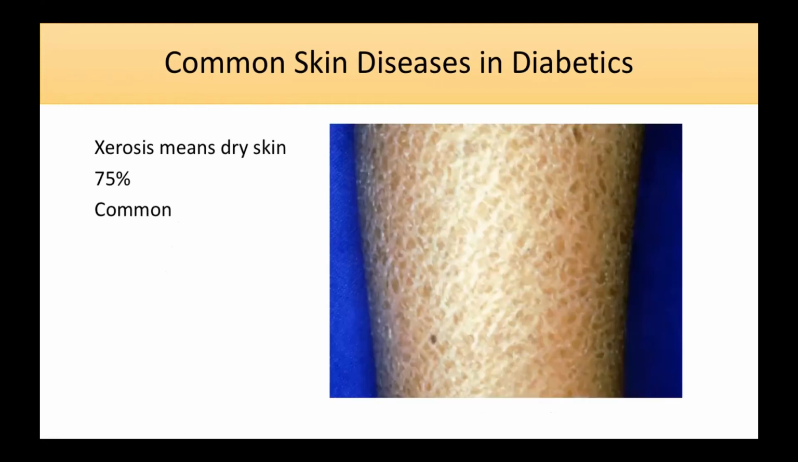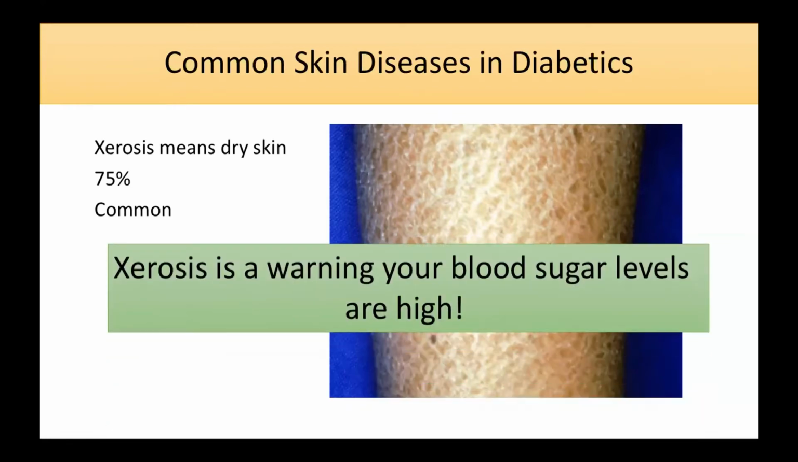And the photo on my right side is actually showing a very dry skin. If you look at the skin, this is what we call ichthyosis. So what is ichthyosis? Okay, it means fish gill, in Greek. So your skin becomes very dry until it looks like a fish scale. Okay, xerosis, or dry skin, is actually a warning sign that your blood sugar level is high. So if you suddenly have dry skin, you suddenly have itchiness, you may even want to check your sugar and see whether you have diabetes or not.